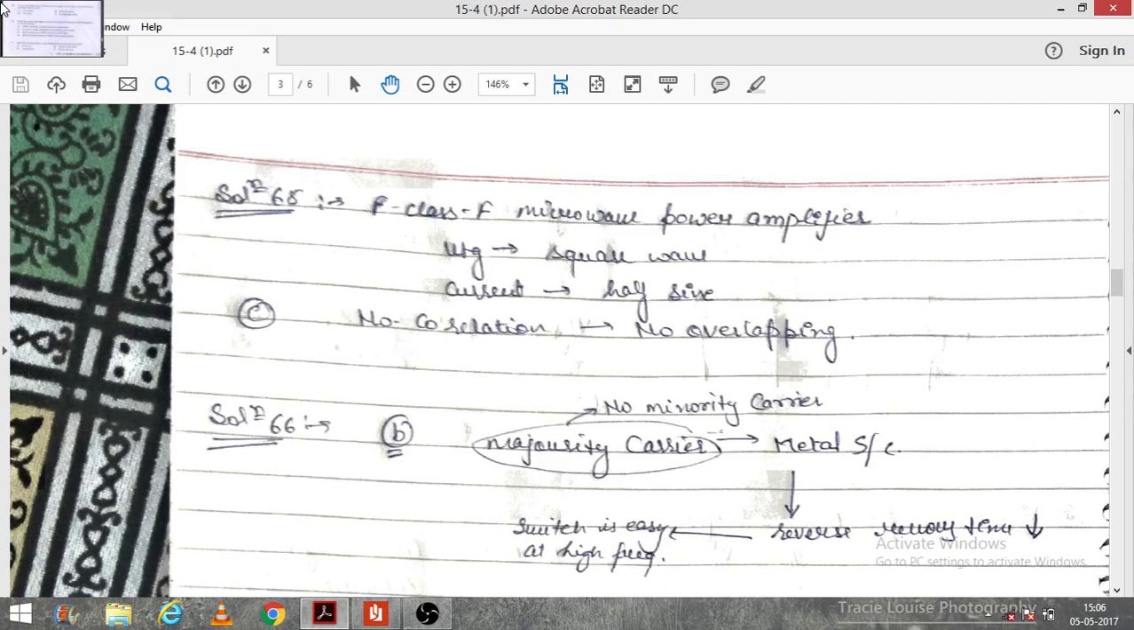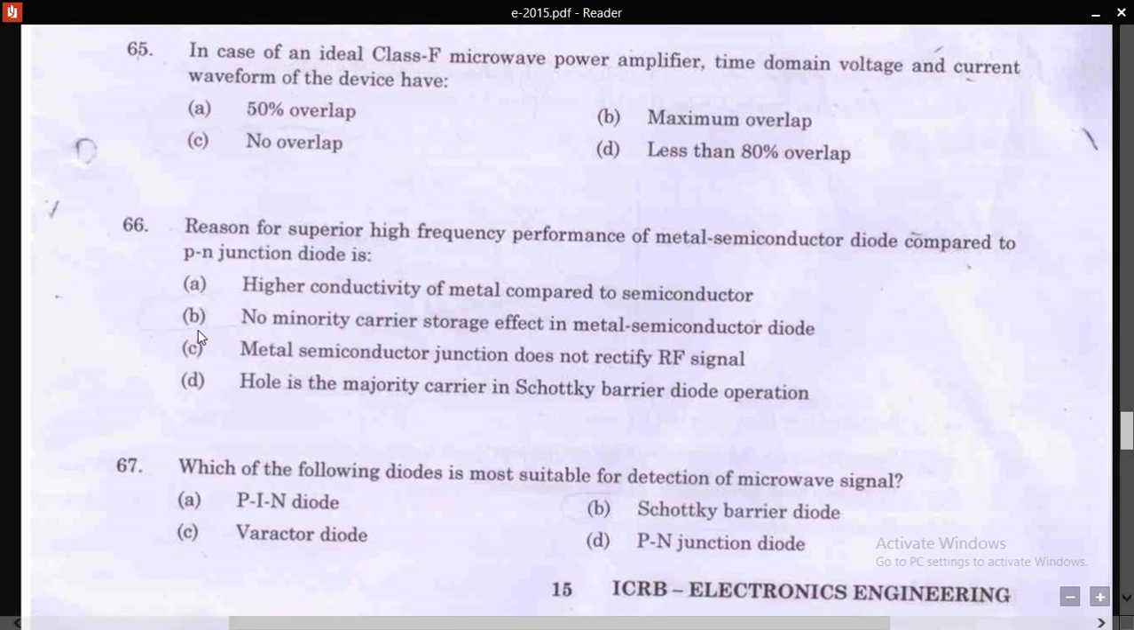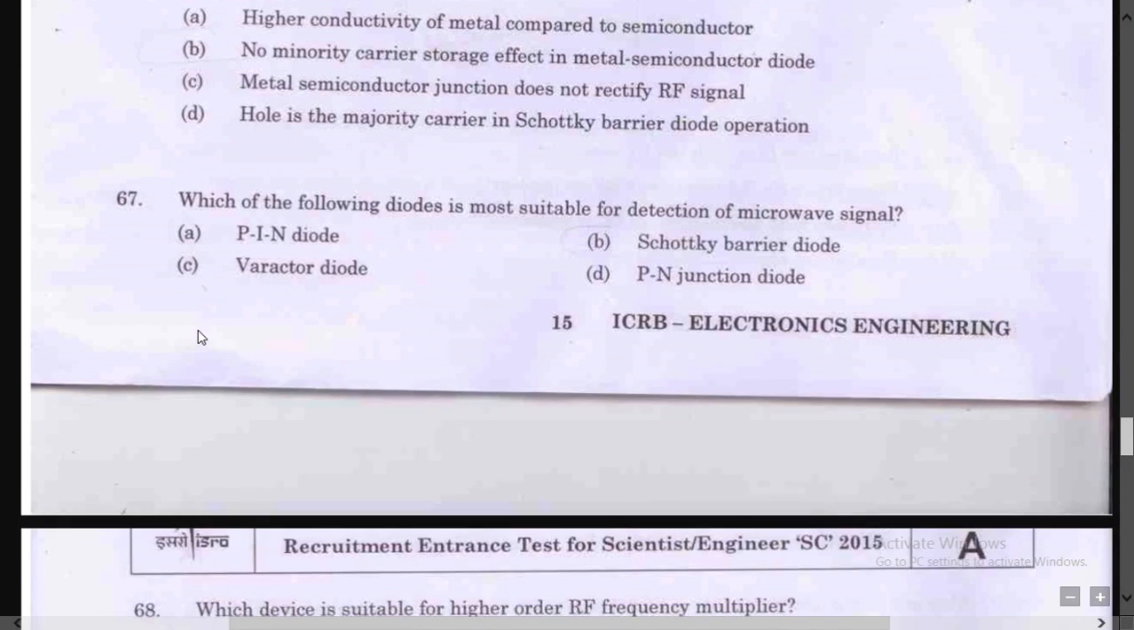So B will be the correct answer, which is available here. Now question number 67 is also related to the previous point. Which of the following diodes is most suitable for the detection of microwave signals?